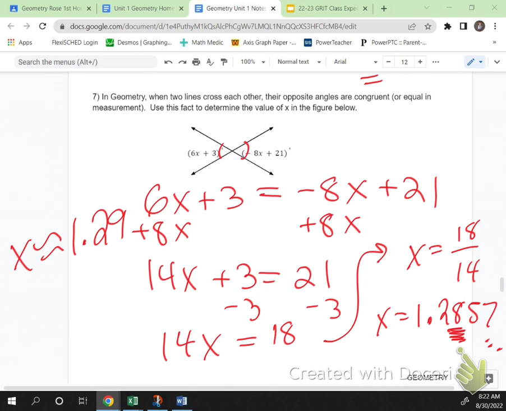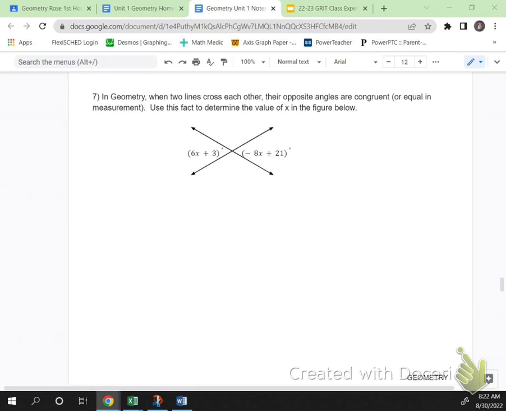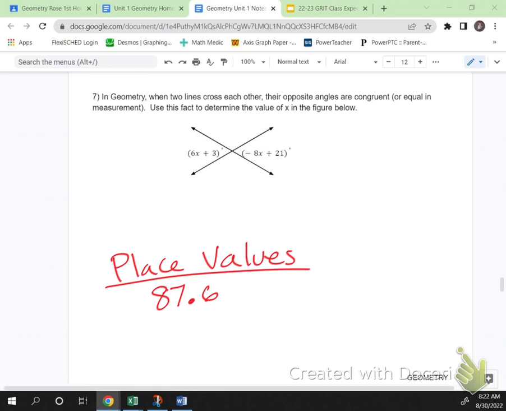Place values, because we're going to ask you to round. You're adding this to the bottom of your page. We're going to ask you to round in case you need a reminder. These are your place values. So if I said I have this number 87.654.